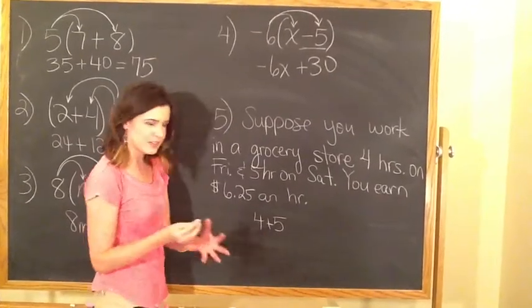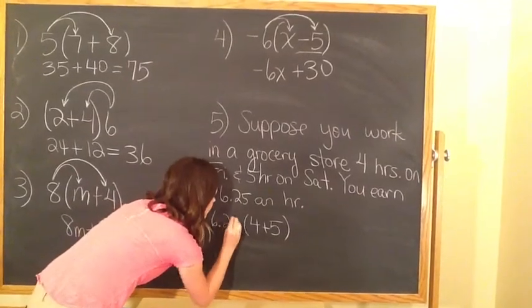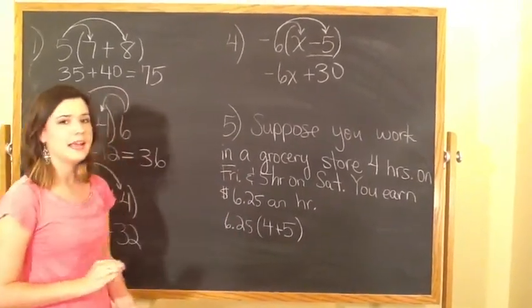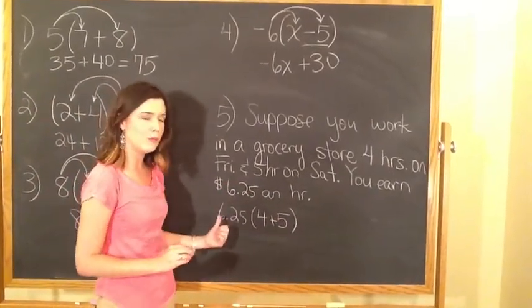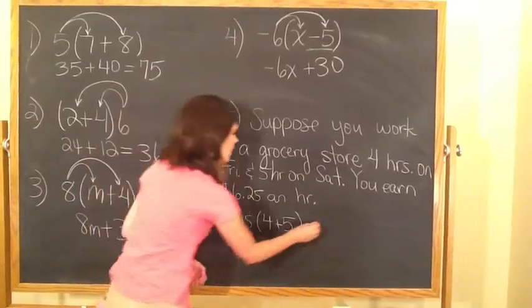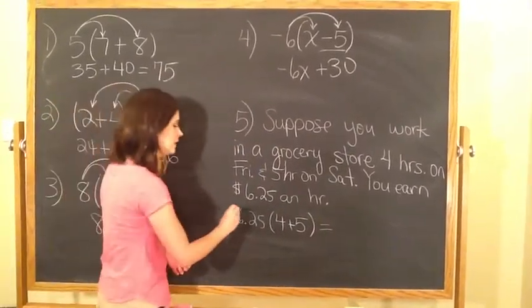let me add those hours up. And I'm going to go ahead and multiply it by 6.25. And then I know I'm going to get my answer once I do that, because we added up all my hours and then I multiplied it by how much I make per hour. I can also write it in another equivalent expression by using the distributive property.